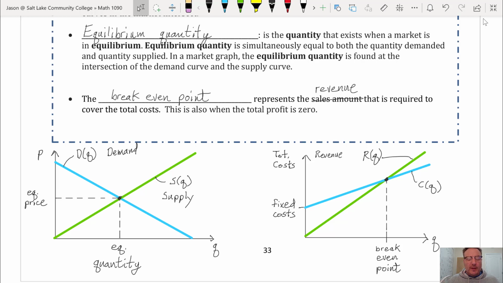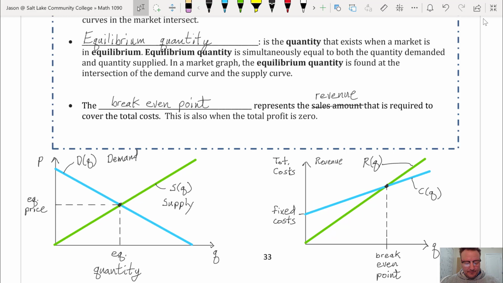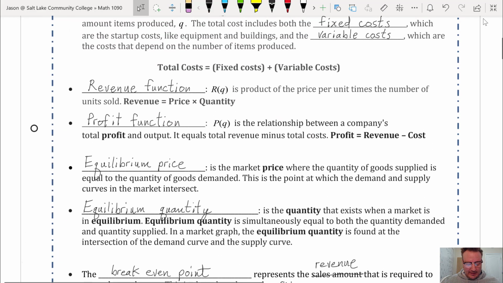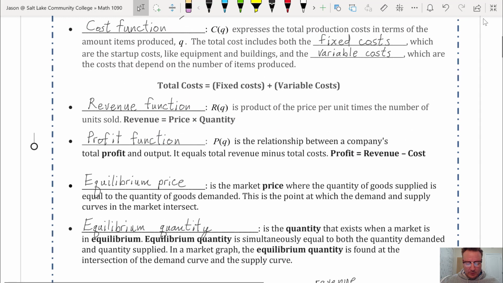Okay? And the supply curve will always be pretty much trending upward. The demand curve will trend downwards. Okay, so that's the idea of equilibrium price and equilibrium quantity.